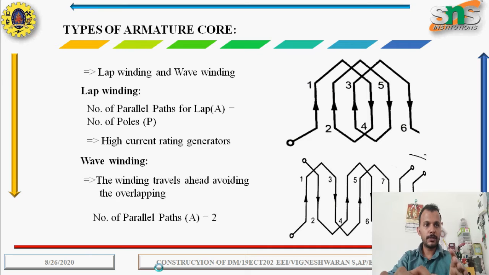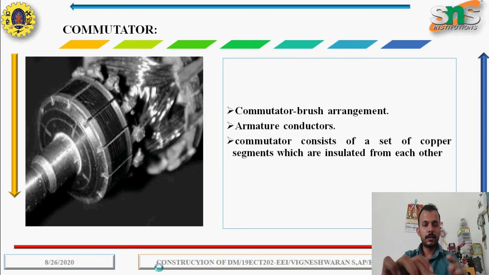Wave winding travels ahead, avoiding overlapping. The number of parallel paths is A equal to 2, irrespective of the number of poles. It is a constant number. These lap winding and wave winding numbers will be used in problem solving when we come across problems in DC generators or DC motors.